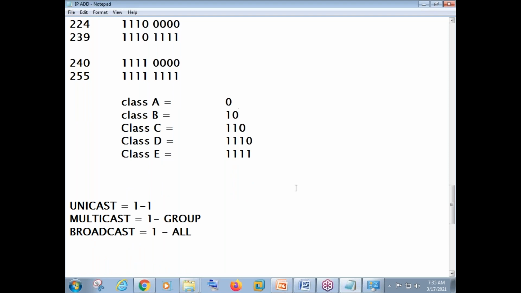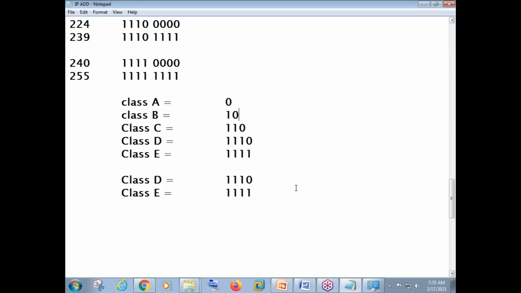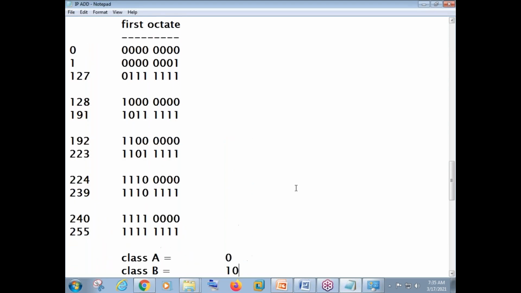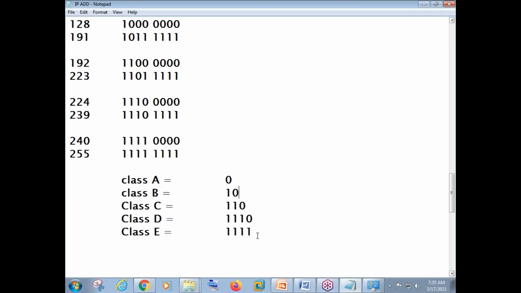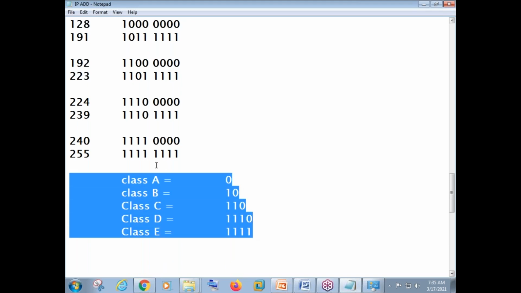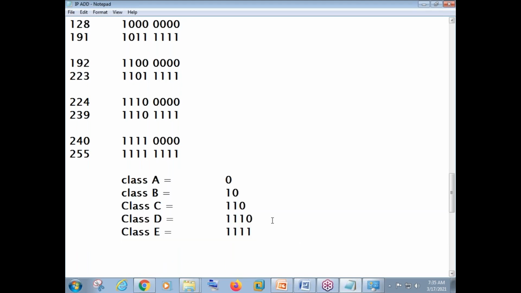Okay, so we know the addresses now, we know the classes, we know the range, and the big thing here is we know how we got these ranges. We got these ranges on the basis of the first octet, and in the first octet on the basis of these common bits or reserved bits. Done? Now let us move.